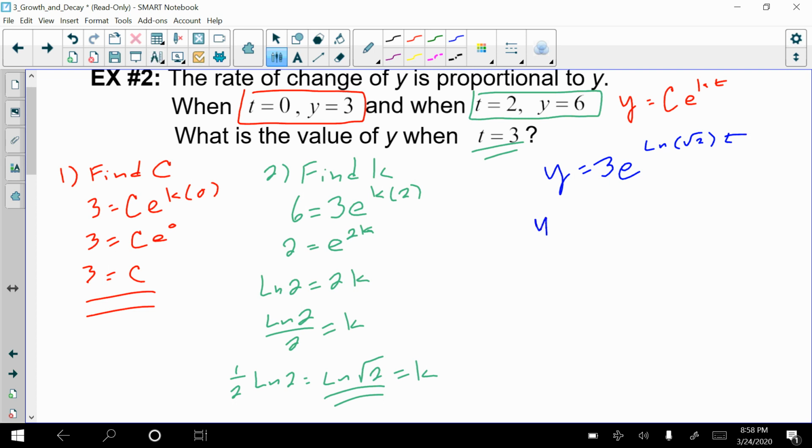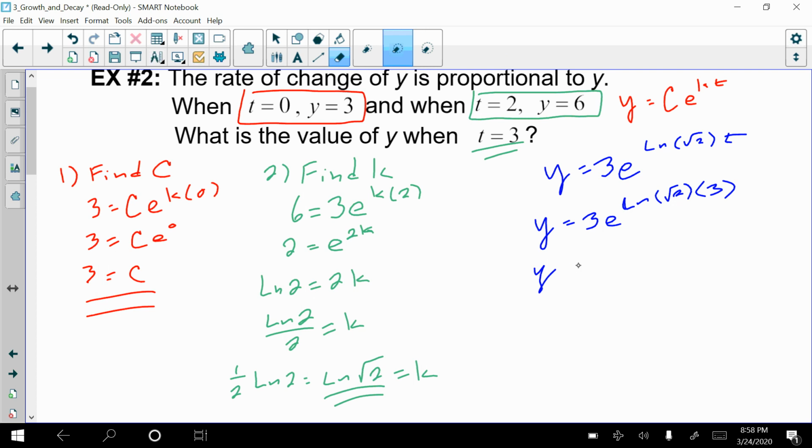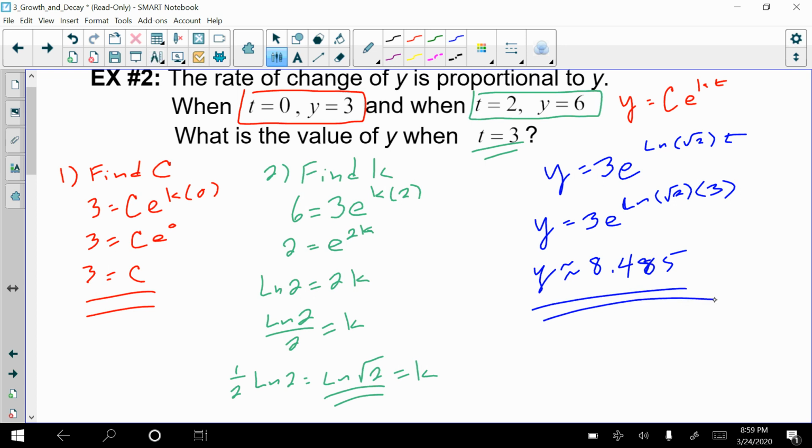And now it simply becomes a plug and chug exercise on your calculator where you plug in 3 for time. So we get y to be equal to 3 times e to the natural log of square root of 2 times 3. And when you type that into your calculator, you're going to get y to be, well, not equal to, let's do this properly, because it's not going to be a nice number. It'll be approximately equal to 8.5485. And that's the end of that example.